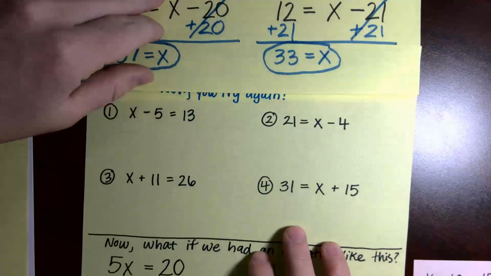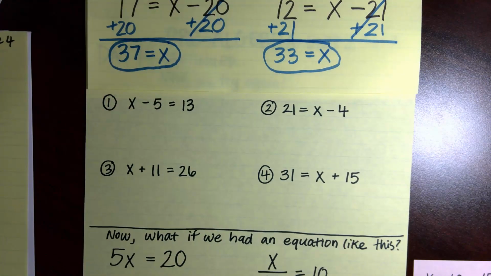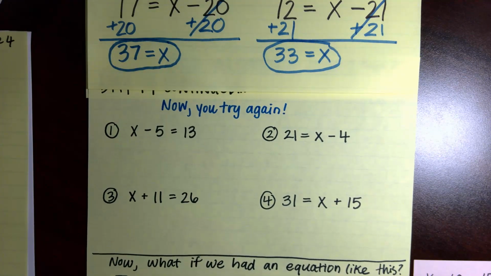I want you to do numbers 1 through 4 on your own. And I'm going to pause the recording again and I'll set a timer.